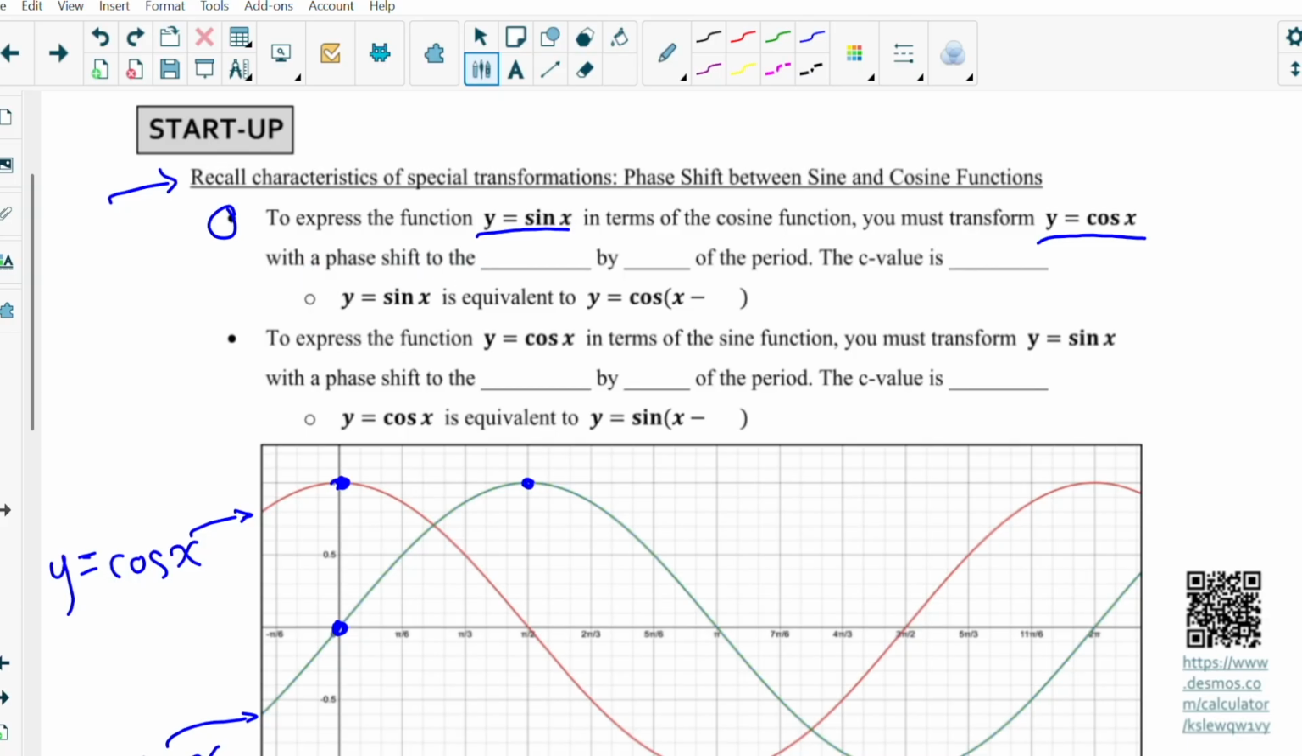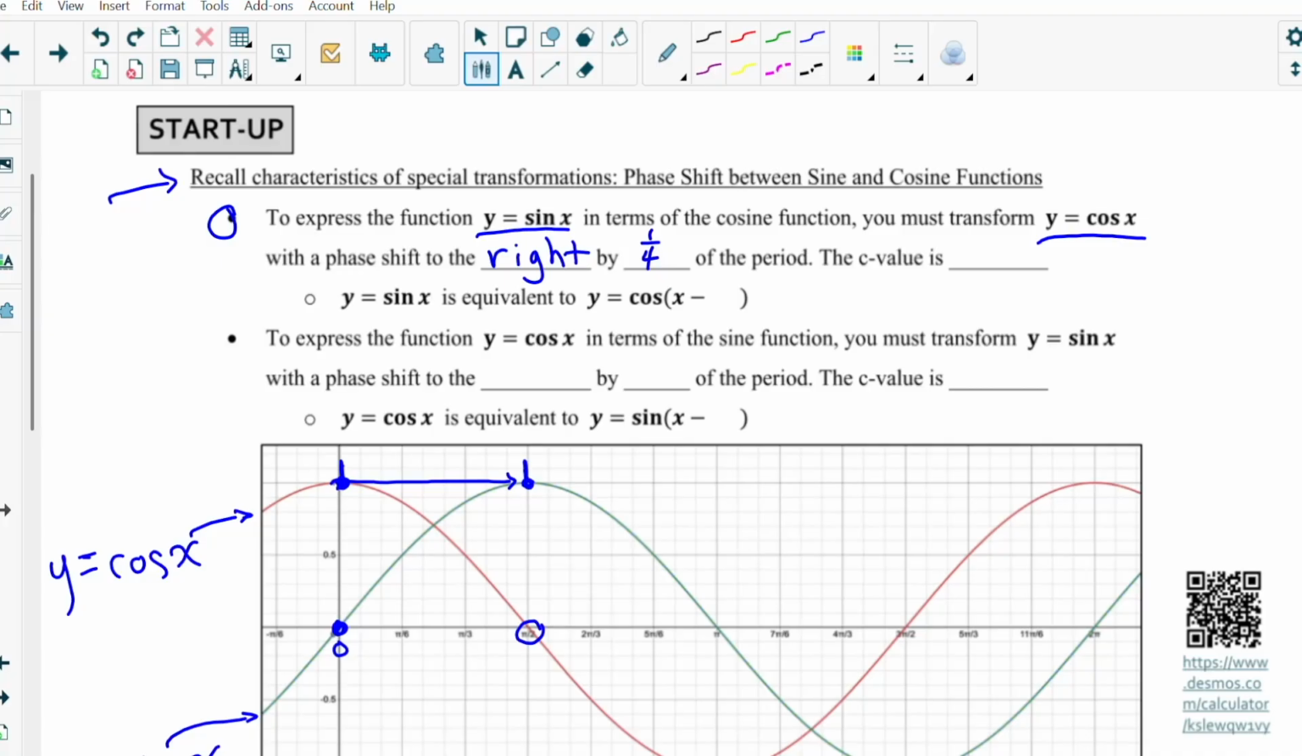How do I make a cosine function the same as y equals sine of x? Well, I have to phase shift it by that distance. What is that distance? That is 0 to pi over 2. So we phase shift to the right by 1/4 of the period. So this will be important later. By 1/4 of the period.